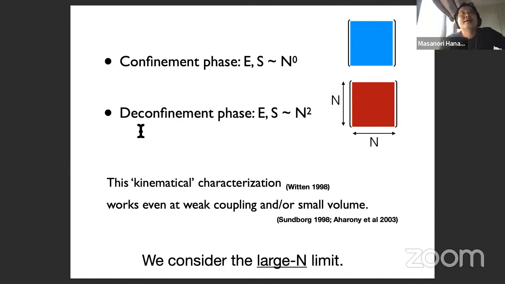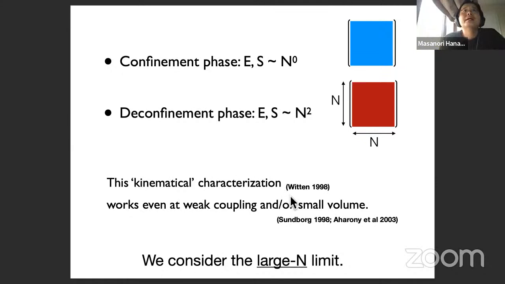In the deconfined phase, individual colors become visible, sort of. That would mean energy or entropy scales like N squared, because N squared color degrees of freedom are unlocked. So in this picture, I use red to show it's very hot. So N squared degrees of freedom are unlocked, they're excited, and it's very hot. So I use the red color.